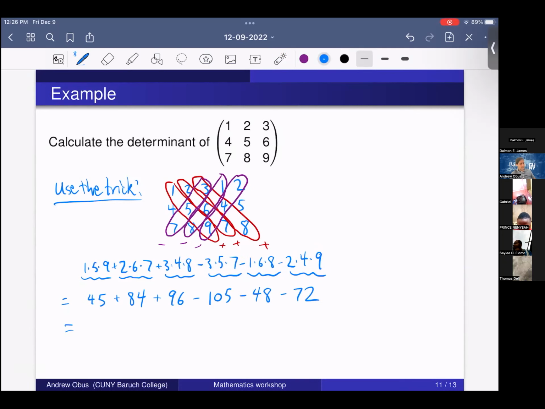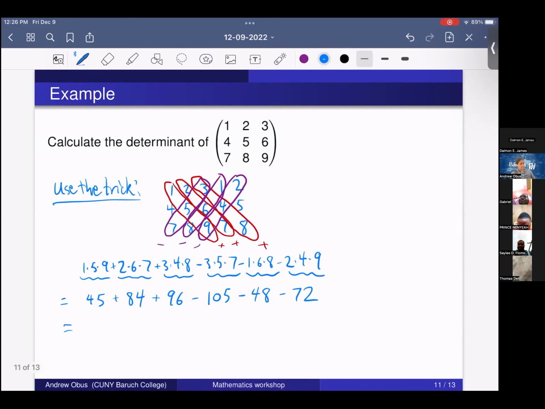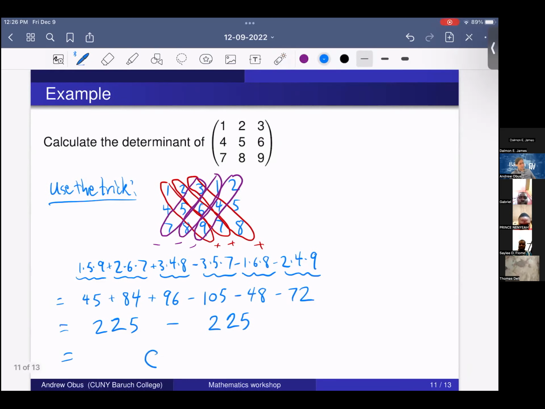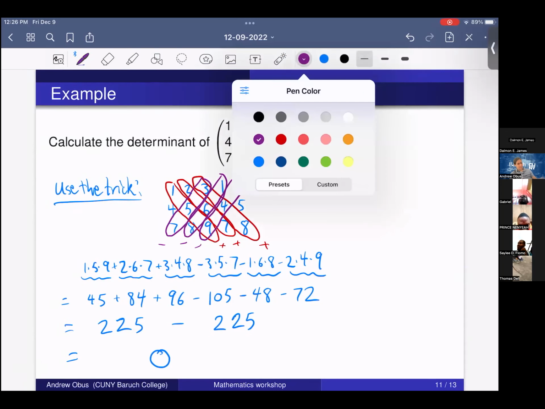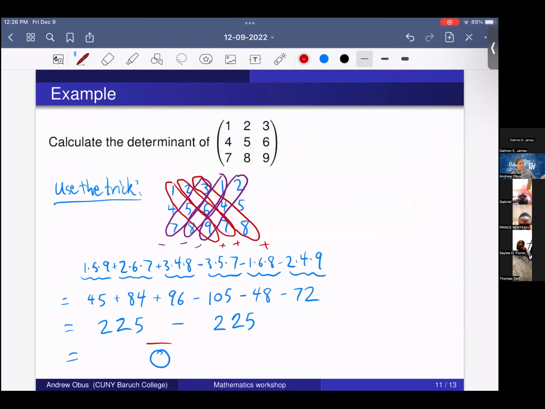So 45 plus 84 is 129, and then plus 96 is going to be 225. And then minus, well, what is 105 plus 48 plus 72? Well, 105 plus 48 is 153, and then you add 72, and that gives you 225. So we get 225 here. So the actual answer to this determinant is 0. After this big complicated calculation, the determinant just turns out to be 0.